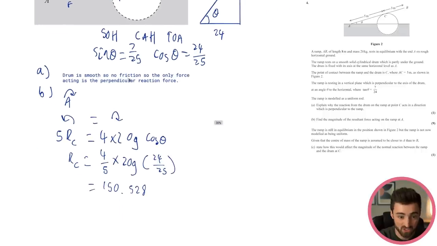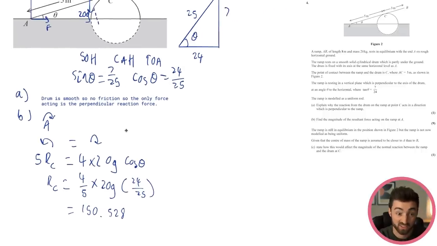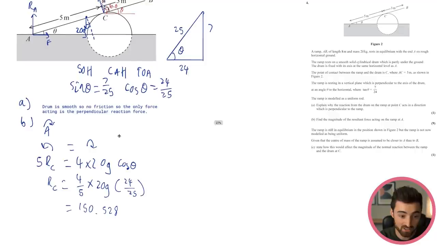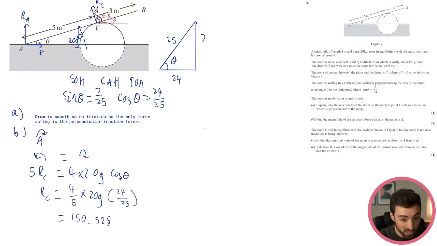That doesn't require a lot of work because I already know the value of sine and cos of that. So if I was to do the following, up equals down, simple as that. Everything taking it up is going to be RA plus RC cos theta, as we've just shown, and it's going to equal everything taking it down, which is just the 20G.